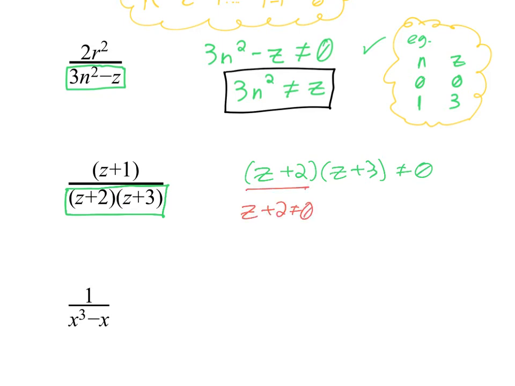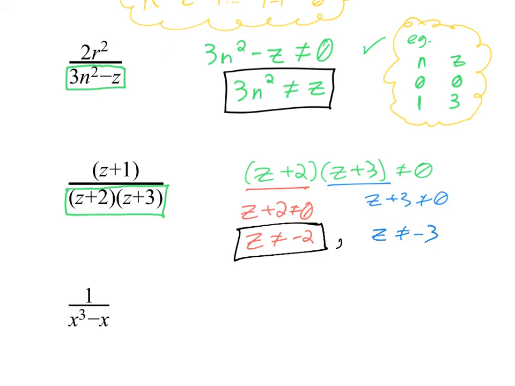One possibility is z plus 2 cannot be equal to 0, which means z cannot be equal to negative 2. The other possibility would be that z plus 3 cannot be equal to 0. Therefore, z cannot be equal to negative 3. So there are two restrictions. z cannot be equal to negative 2, and z cannot be equal to negative 3.